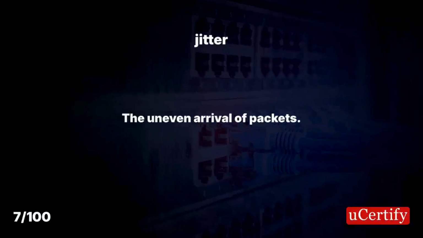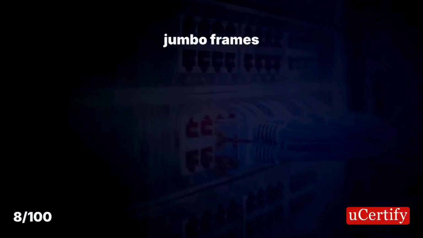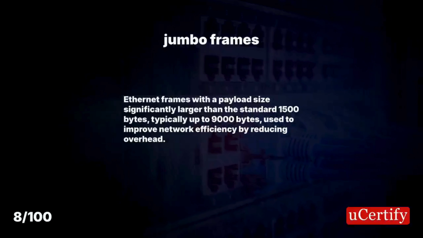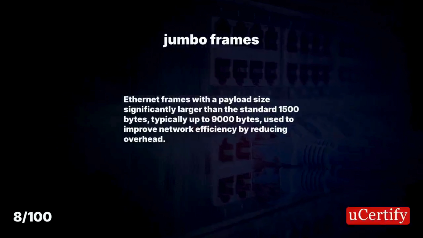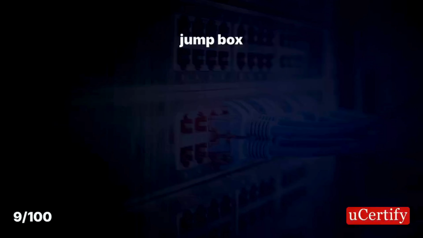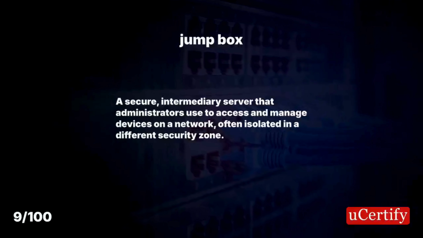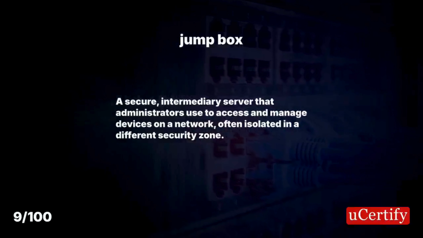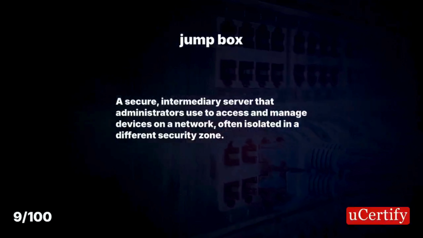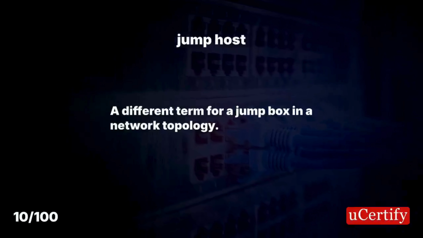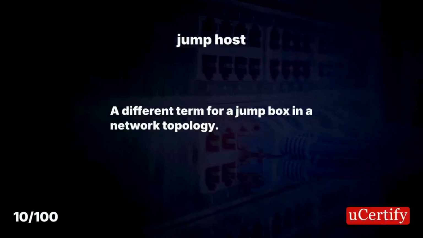Term: jitter. Definition: the uneven arrival of packets. Term: jumbo frames. Definition: Ethernet frames with a payload size significantly larger than the standard 1500 bytes, typically up to 9,000 bytes, used to improve network efficiency by reducing overhead. Term: jump box. Definition: a secure intermediary server that administrators use to access and manage devices on a network, often isolated in a different security zone. Term: jump host. Definition: a different term for a jump box in a network topology.